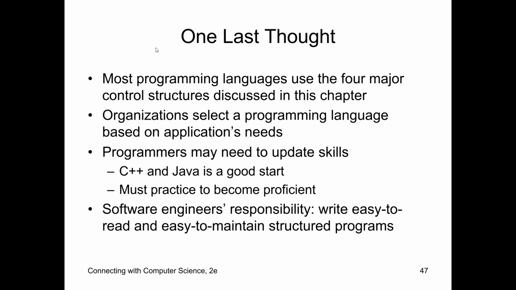So a couple of last thoughts here. Again, we didn't go into heavy programming in here, we just gave a little bit of an overview on some of the things that can happen. Most programming languages use these control structures that we talked about: for, if, while, etc. The big one here is organizations select the programming language based on the application's needs. There's no one language that is better than any other. Each language has its strong points, and there are languages that are suitable to do multiple things.